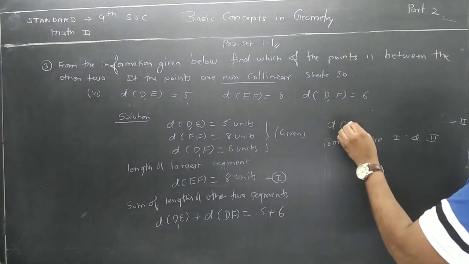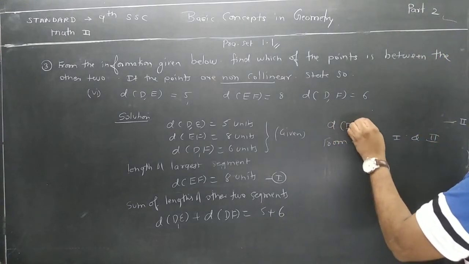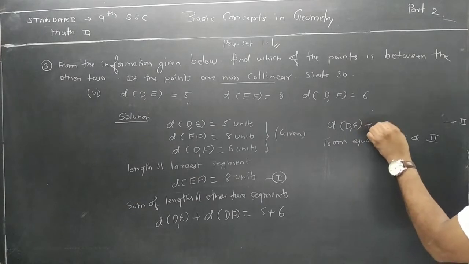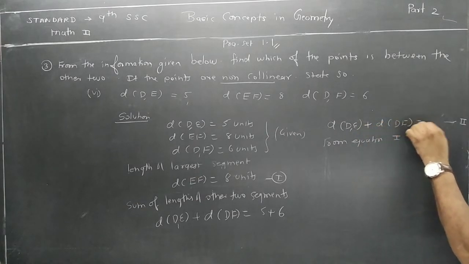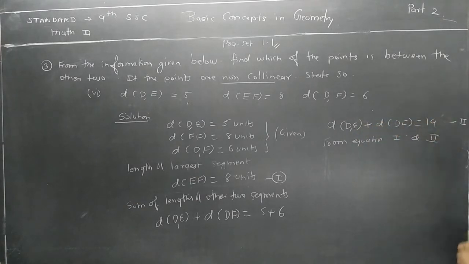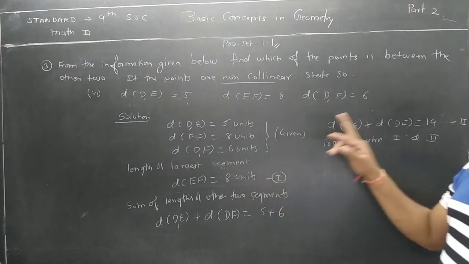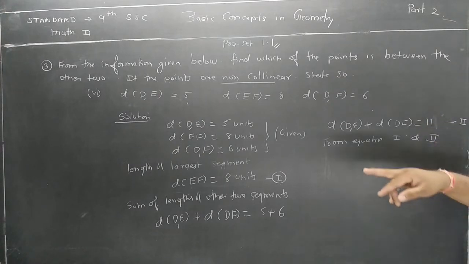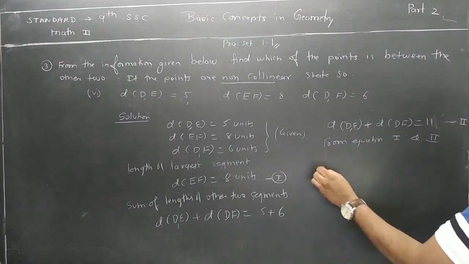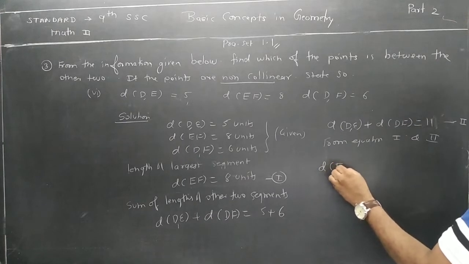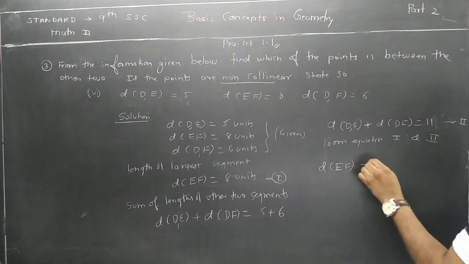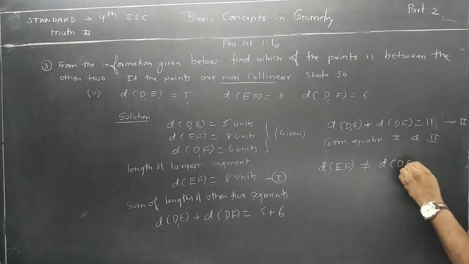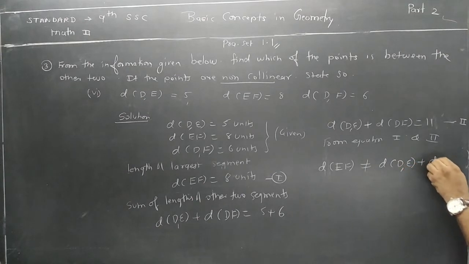So distance DE, the distance between points D and E, plus the distance between D and F is equal to 11. This is 8, and this is 5 plus 6, which is 11. Sorry, it is 11. So 8 is not equal to 11. Distance EF is not equal to distance DE plus distance DF.